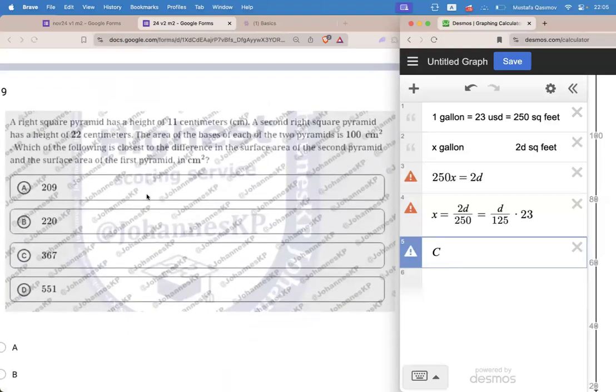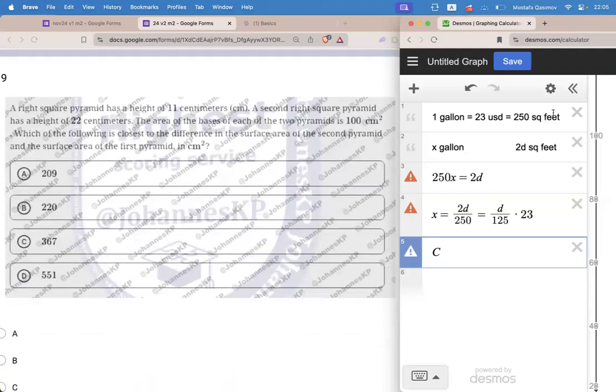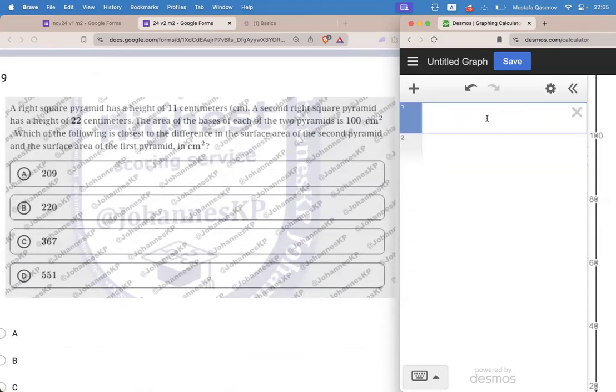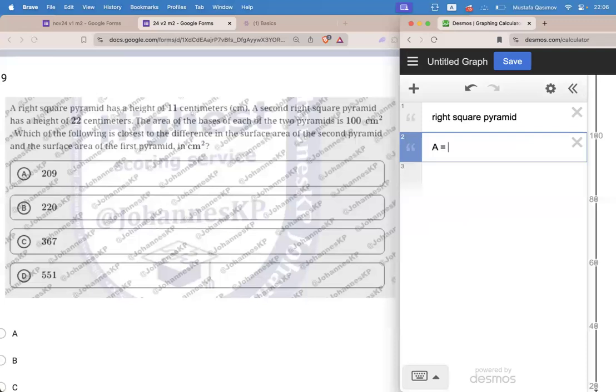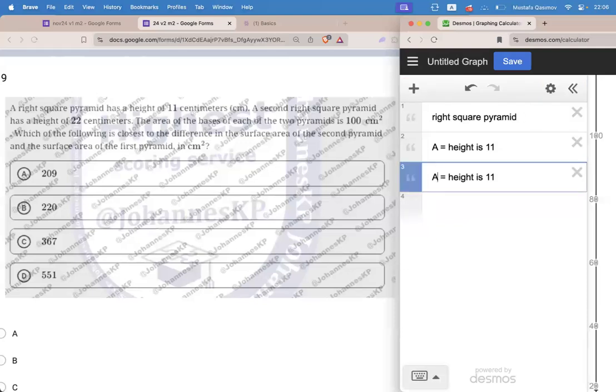19. Oh, again, a pyramid question. Okay, let's look. We have a right square pyramid. Let's write it. And for that one, let's say that for a right pyramid, the height is 11. The surface area of the pyramid is 2πr squared plus 2πrh, isn't it?